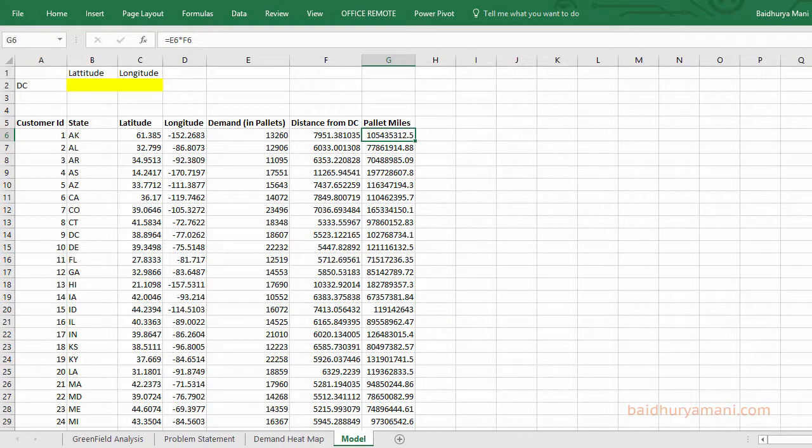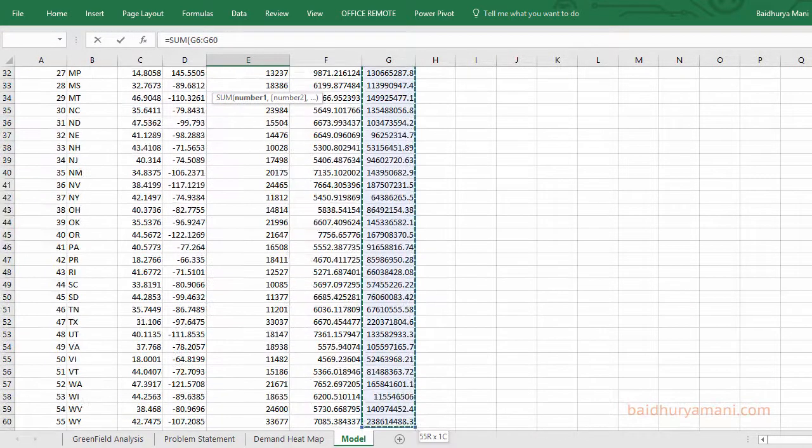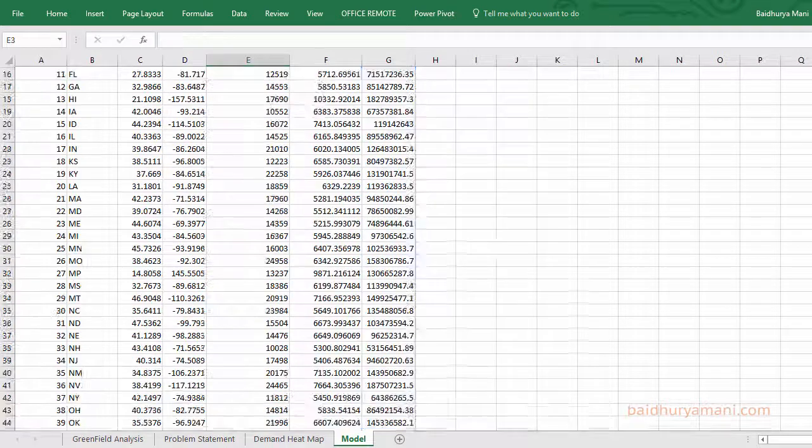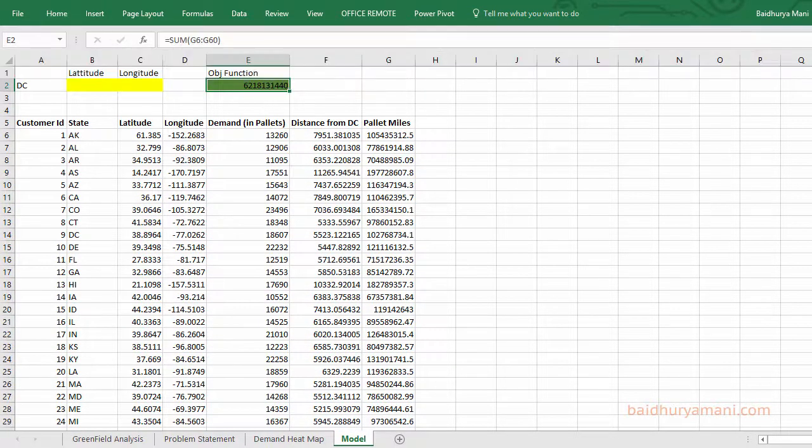So pallet miles represent the weighted distance for a particular lane. So we'll now add the pallet miles over all the lanes to get the total pallet miles, which will also be our objective function. We'll do a sum and do a total. And let's mark it green. So this is our objective function. So now that we have the objective function, what are going to be the constraints in the model? So there are no special constraints in the model as such.